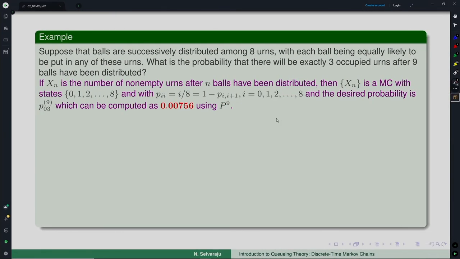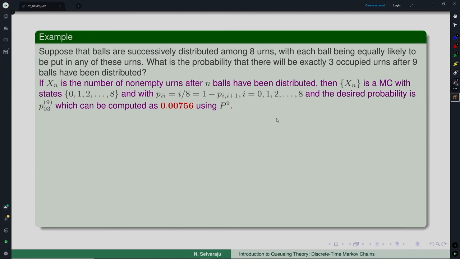Suppose that balls are successively distributed among 8 urns. So, 8 boxes are there and you have an infinite amount of balls at hand, and you are going to distribute these balls successively among these 8 urns. When you pick up each ball, it will go equally likely to any of these 8 urns, right. With probability 1 by 8, any ball can go into any of these 8 urns. And assume that the urns can also hold any amount of balls inside.